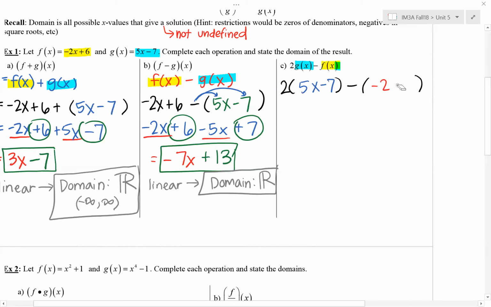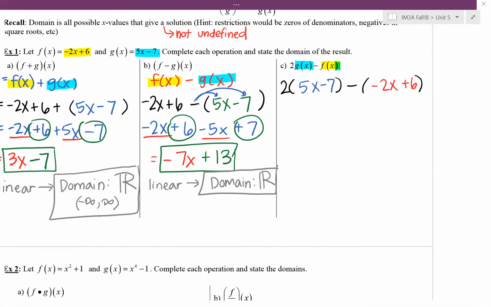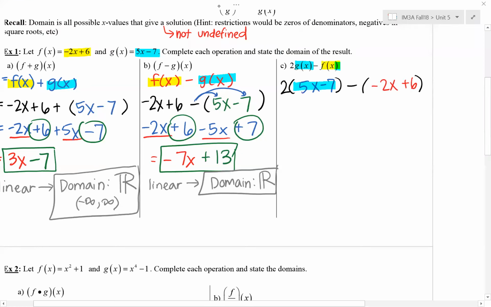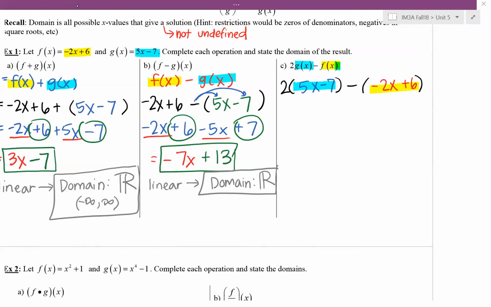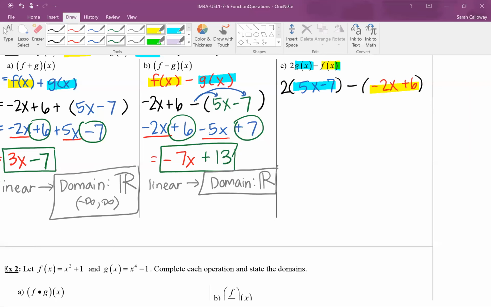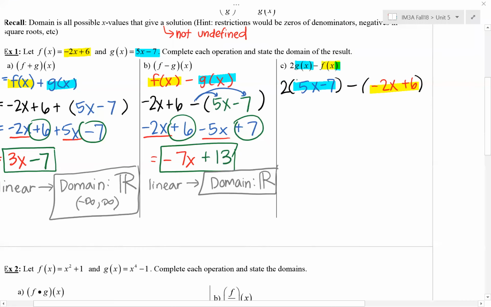I don't know what I just wrote, negative 2x plus 6. Okay, so we're replacing g in there and f in there because it's telling us to do 2 times g minus f. And so now we have to simplify both of these. So if we simplify the 2 times g, we're going to multiply 2 times 5x, so 10x, and then 2 times negative 7, which is negative 14.